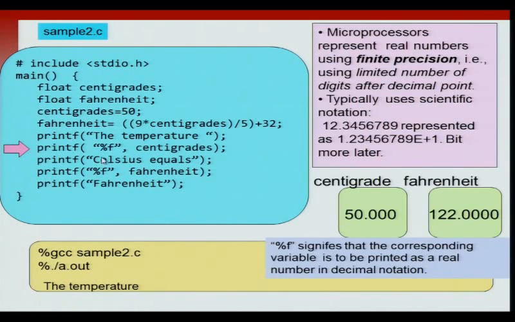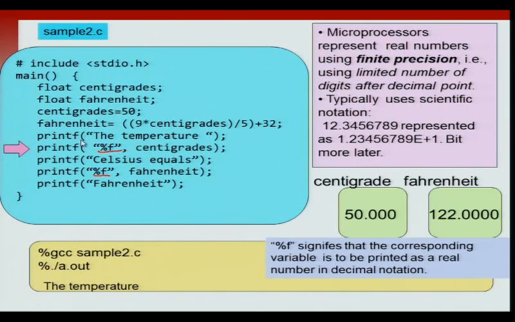Okay. And here you see something new, which is the %f symbol. Okay. So, these are what are known as format specifiers. So, the %f symbol says that take the corresponding variable which is given centigrades here now and print it as a float, print it as a real number. Okay.